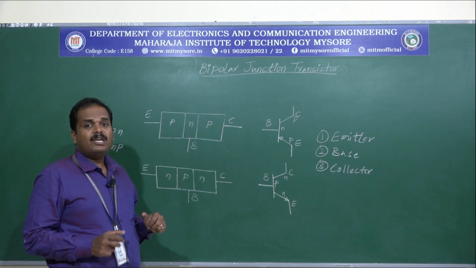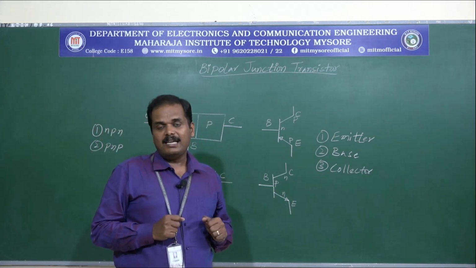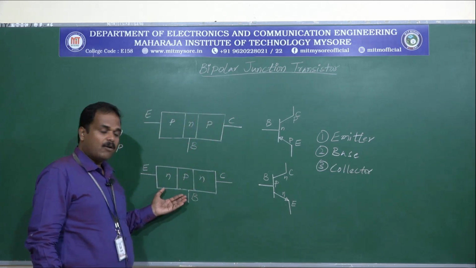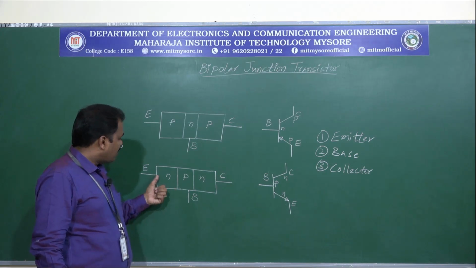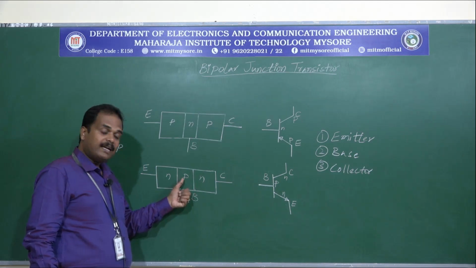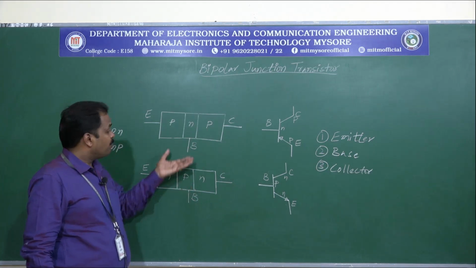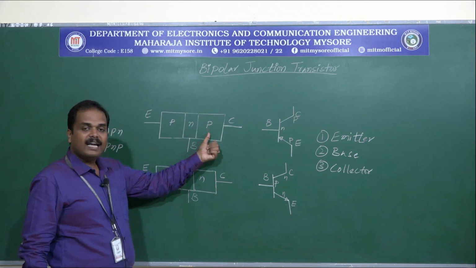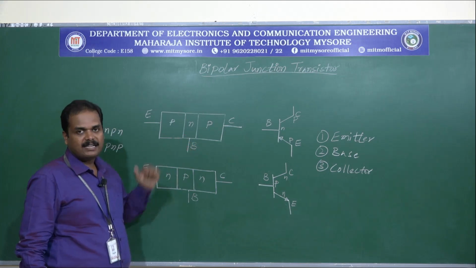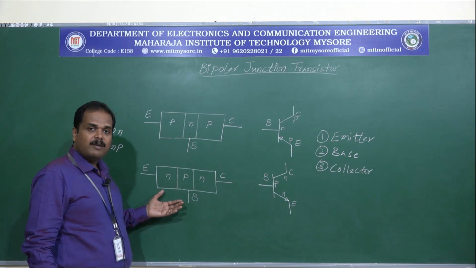Let us understand the operation of the BJT considering the NPN transistor as the reference. Before getting into the operation, if we look at the structure of the BJT, we have the emitter region which is made up of N type, the base region which is made up of P type, and the collector region which is made up of N type in an NPN transistor. Whereas in a PNP transistor, the emitter and collector regions are made up of P type. In between we have an N type base region. Now let us understand the operation of the NPN type of BJT.